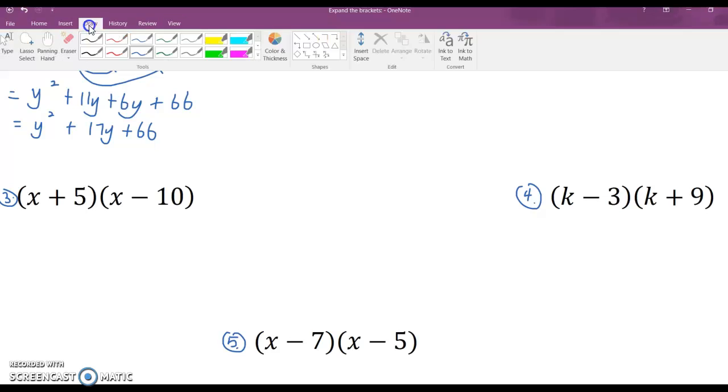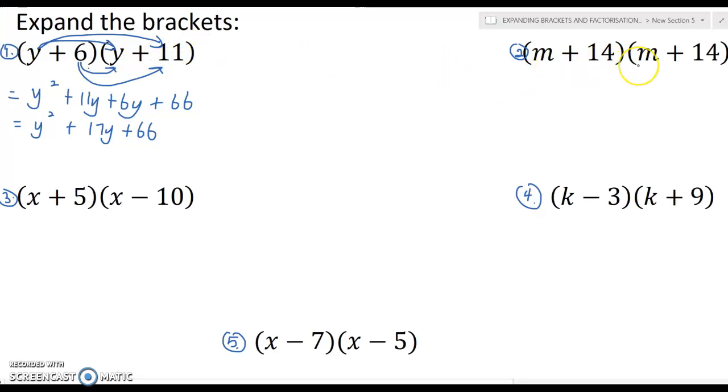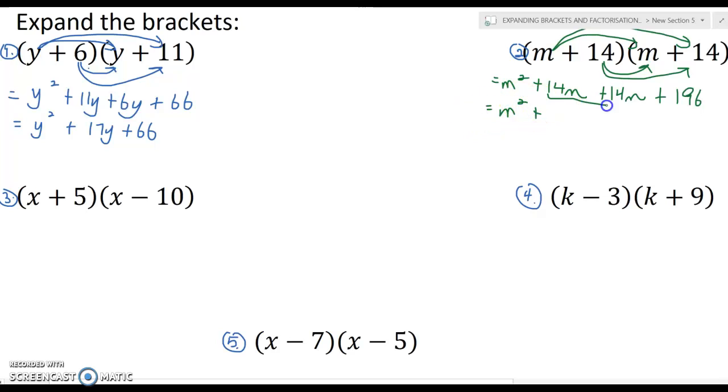Now, number 2, it's all addition as well, all positive. So you don't have to worry about any negatives, not just yet. So m by m will give me m squared. And then m times 14 will give me 14m. And then let's go to the bottom now. 14 by m is 14m. And then 14 times 14, we will get plus 196. And let's just simplify. We're going to get m squared plus, simplify these two, 14m plus 14m is 28m plus 196.